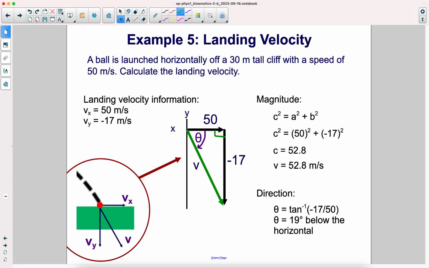C squared equals A squared plus B squared. Plug in 50 and 17, and we see that this hypotenuse has a length of 52.8 meters per second. So that is the landing speed.